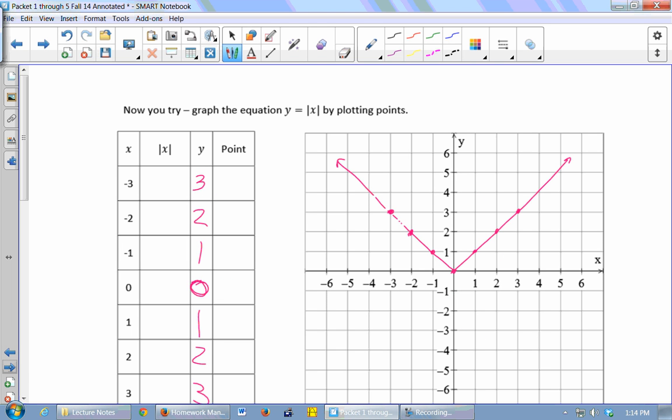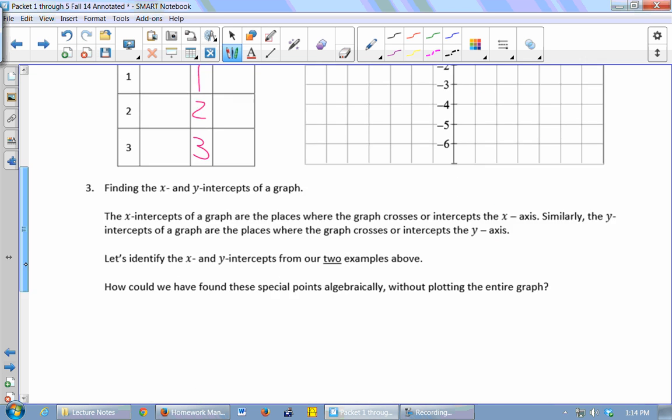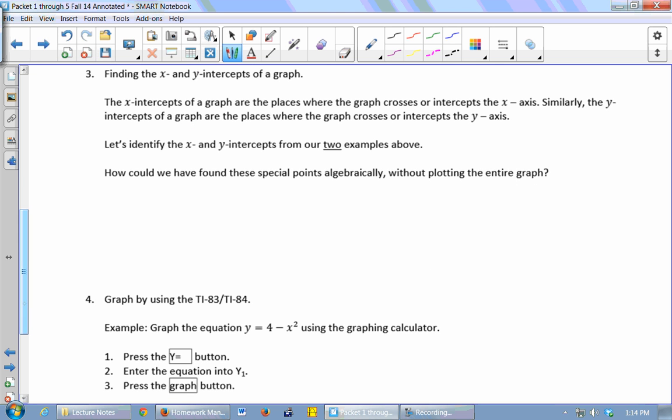How about in the absolute value of x? What's the y-intercept? 0. What's the x-intercept? 0 again. So the way you find the x and y-intercepts, they are the places where the graph crosses or intercepts, which is why we call them intercepts, the x-axis. Those are x-intercepts. And similarly, the y-intercepts are places where you cross or intercept the y-axis.